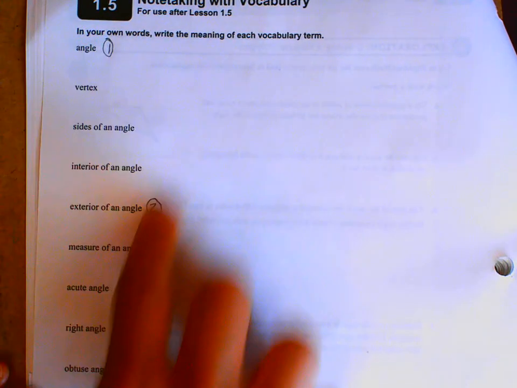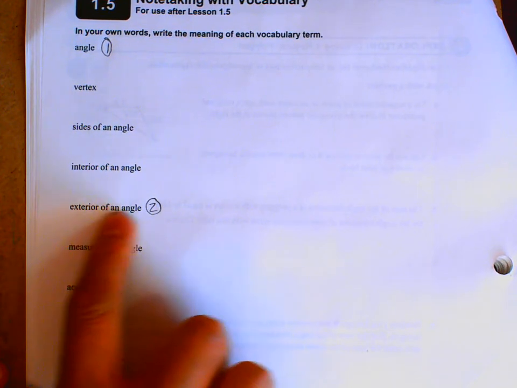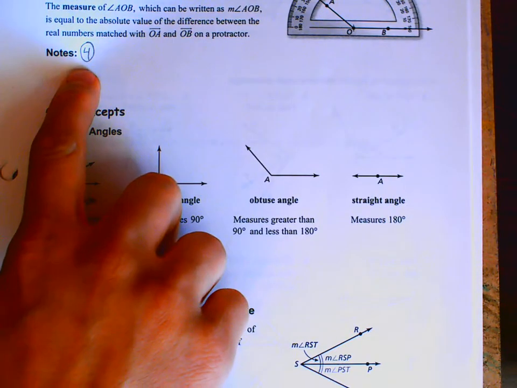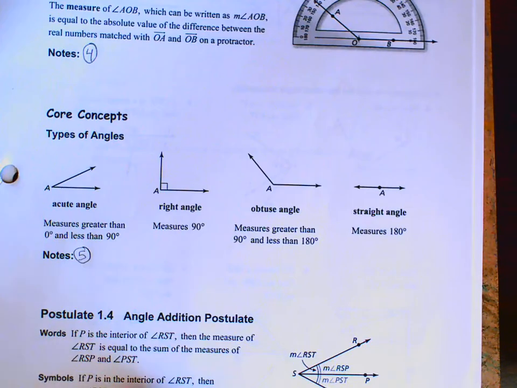Problem number 1 is going to go right next to the word angle. Problem number 2 is going to go right next to the phrase exterior of an angle. And problem number 3 right next to obtuse angle. Normally, I don't really talk about these in each individual one. I'll usually just talk to them in context. Turn to page 25. And on page 25, you're going to be putting problem number 4 right there and problem number 5 up there. And we'll come back to all this information in just a bit.